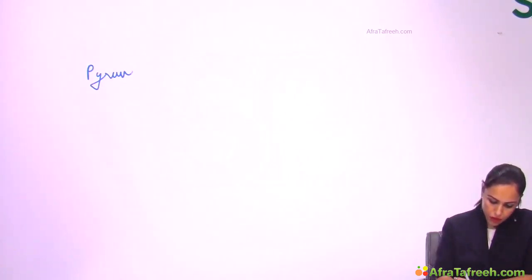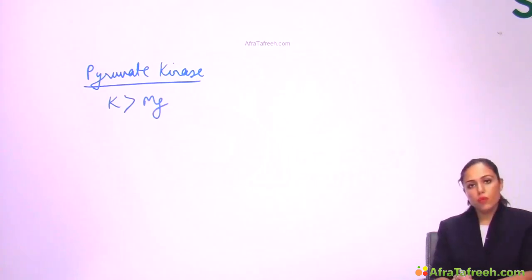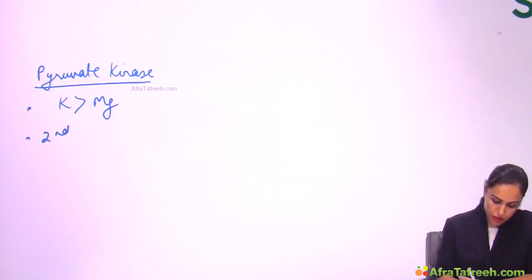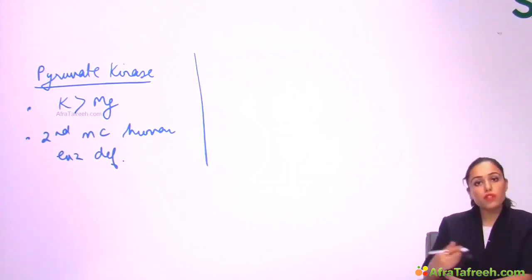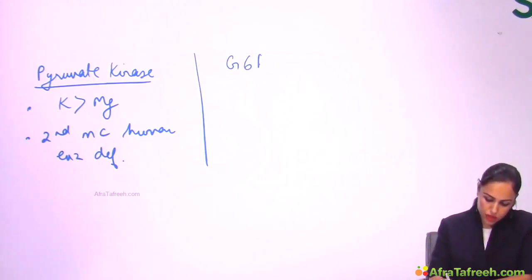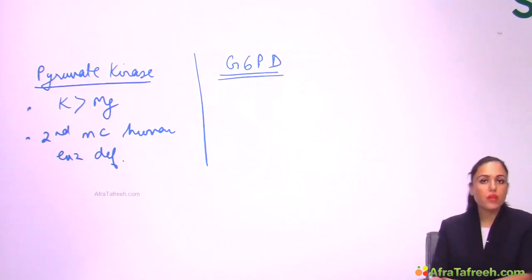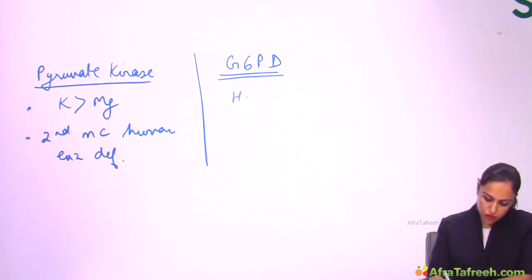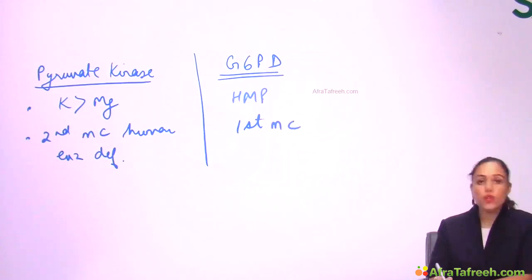I told you something special about pyruvate kinase enzyme. You have done that. Pyruvate kinase enzyme requires potassium more than magnesium. Most of the kinases use magnesium, but pyruvate kinase requires potassium more than magnesium. Now one more point about pyruvate kinase is that this enzyme deficiency is the second most common human enzyme deficiency. There is one more enzyme which is the first most common human enzyme deficiency, that is G6PD enzyme, which is enzyme of HMP pathway. Pyruvate kinase enzyme is of EMP pathway or glycolysis. G6PD is enzyme of HMP pathway, and this is the first most common human enzyme deficiency.